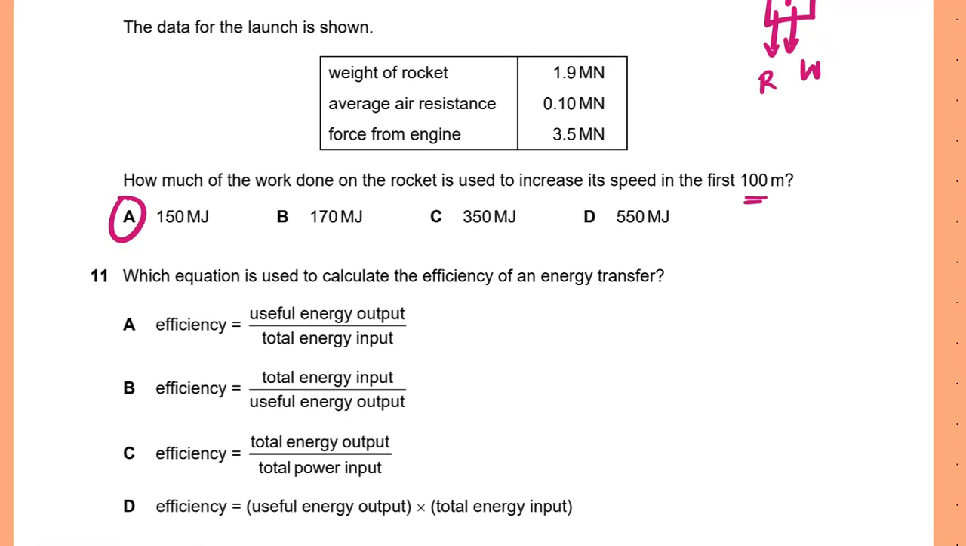Which equation is used to calculate efficiency? So efficiency is output over input, useful energy output over total energy input. This is fine. Total energy input over output, wrong. If you have energy output, then the input also needs to be energy. So this is wrong, and it's definitely not the multiplication of the two.